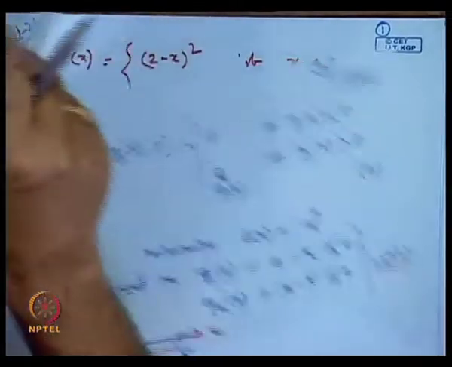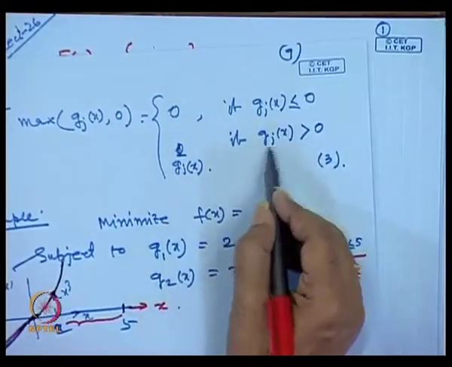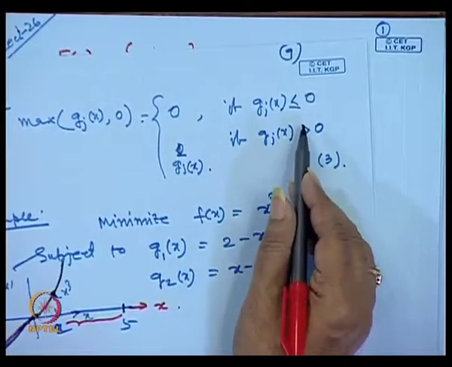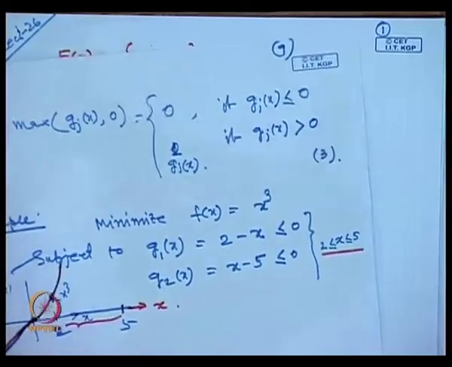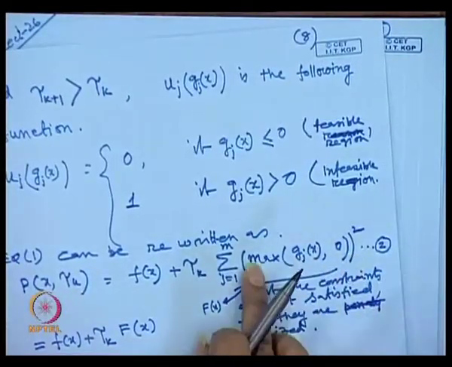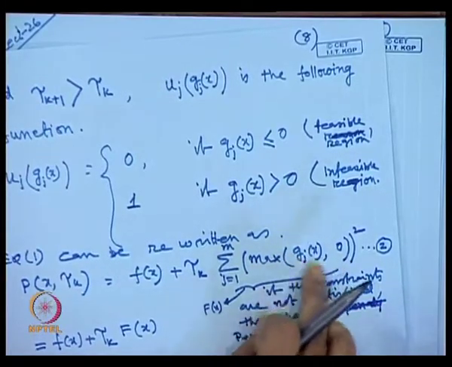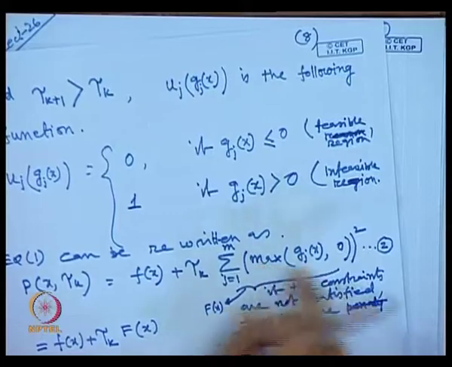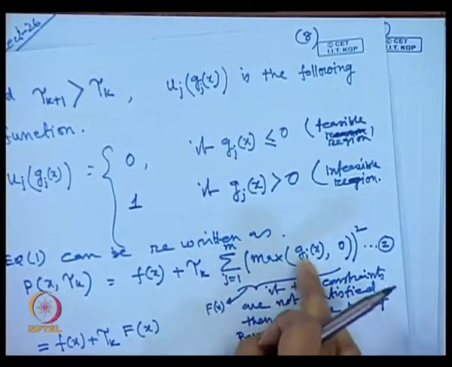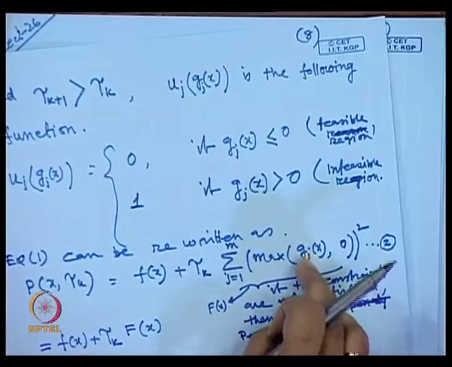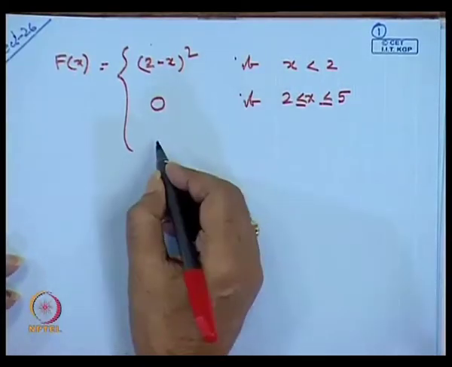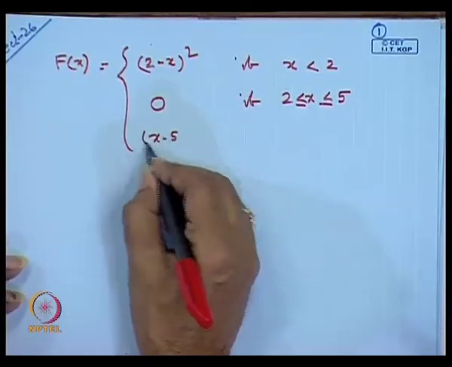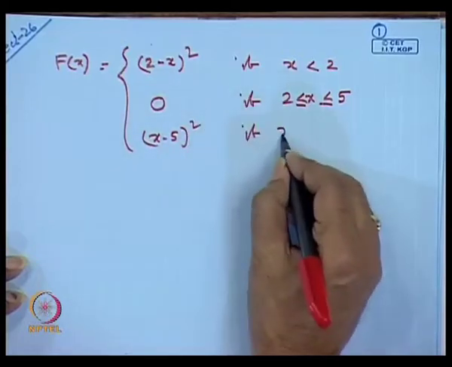When g of x is greater than 0, it means the point is not in the feasible region. More specifically, in this expression, when g of x is greater than 0, the maximum is g of x, because g of x is a positive quantity now. That is what we have written. In the other region, we can write x minus 5 whole square if x is greater than 5.